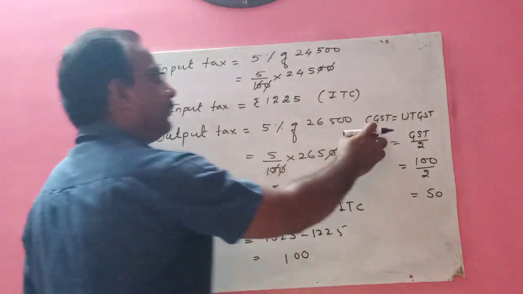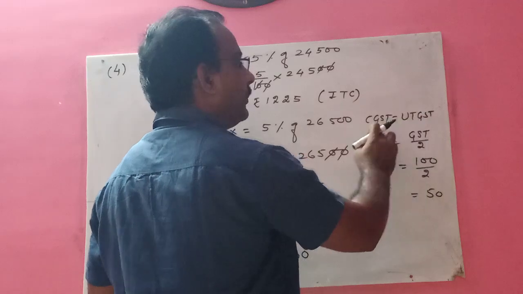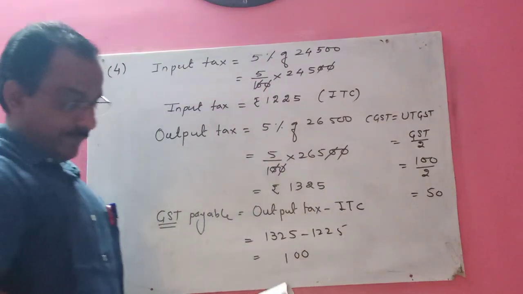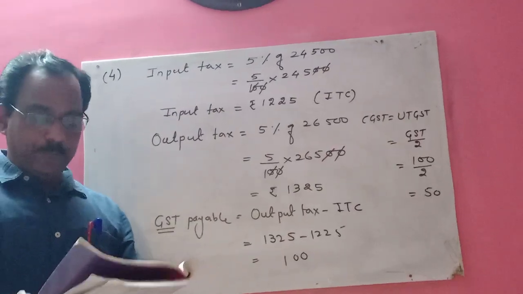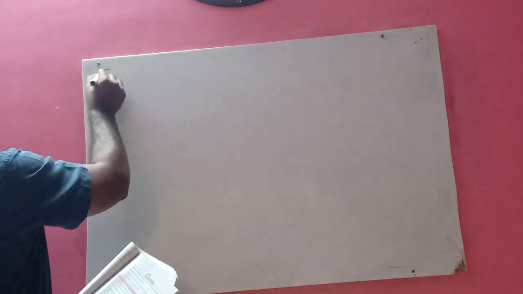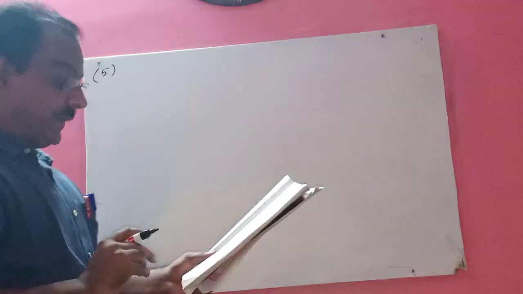100. How to calculate CGST and UTGST? Both are half of GST. So 100 divided by 2, you will get 50. So this is about question number 4. Question number 5, children. See here what is given.